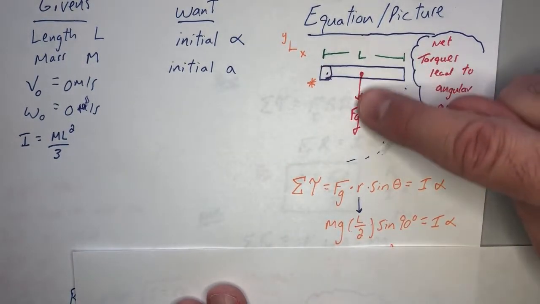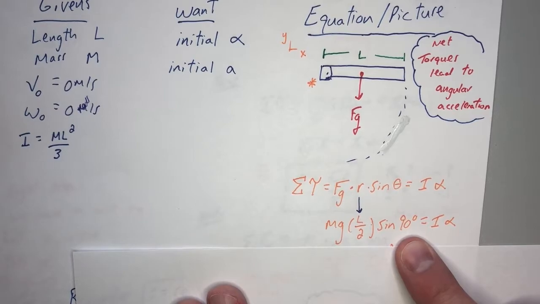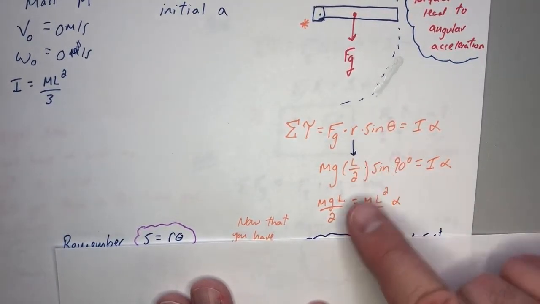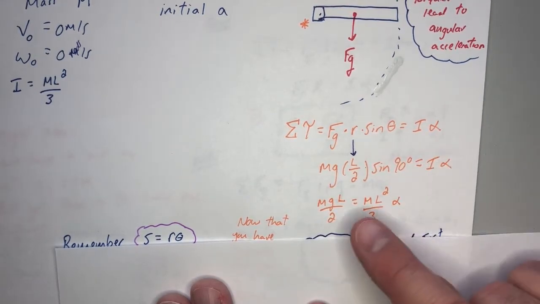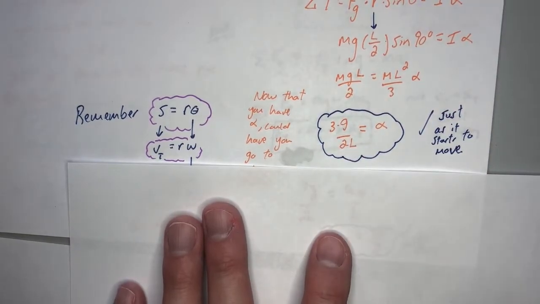Gravity is acting at the center of mass of the object, right in the middle, which is L over 2. So that's your lever arm. We already reasoned through the sine of 90, which is going to be 1, and this works out pretty slick. So we plug in mg right there, L over 2 simplifies there, and I equals mL squared over 3. We rearrange things, and we get alpha equals 3g over 2L.